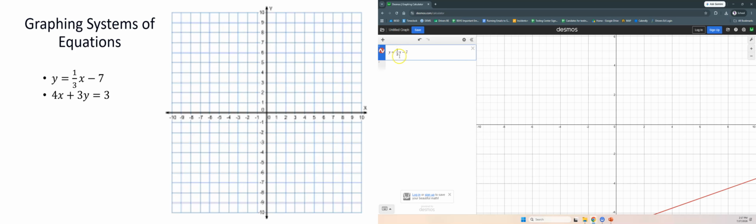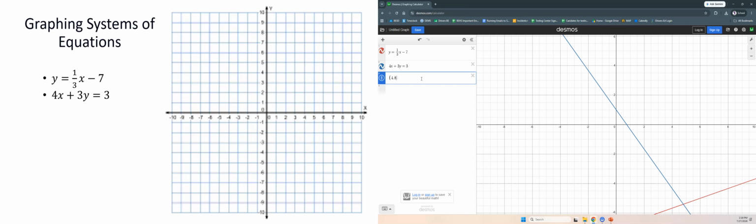Okay, they put it in red this time. Let's type in our second one. We get 4x plus 3y equals 3. Okay, and we have our graph. If you take a look down here, you can click on this button right here where they cross, and this will tell you what your solution is. So in this case, our solution is 4.8, negative 5.4.